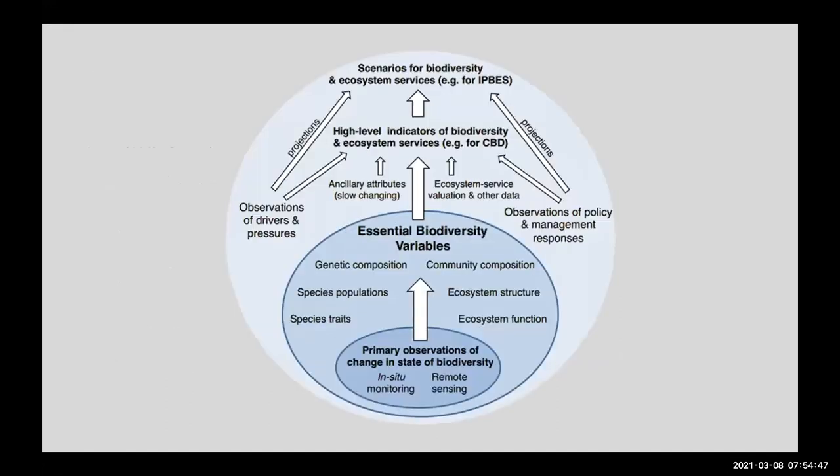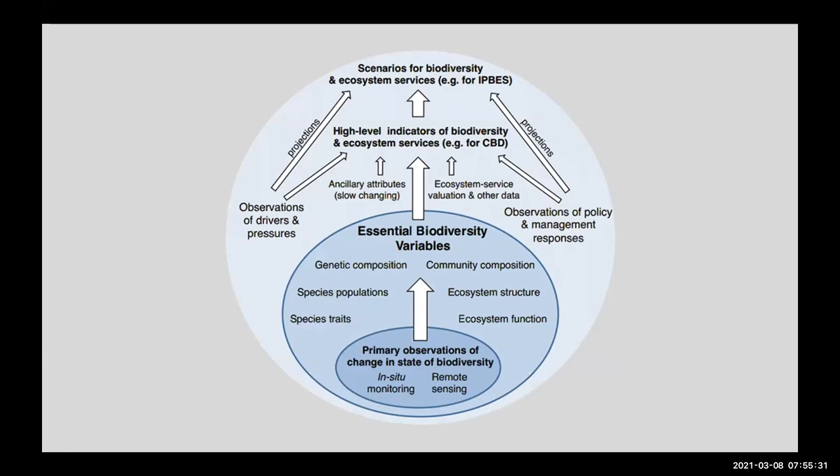Okay, so the way this was conceived was that you all and I go out and we do our primary observations of biodiversity. It might be records of a particular species or descriptions of a community or measurements of ecosystem function, but those primary observations can then be grouped in this set of six essential biodiversity variables: species traits, ecosystem function, ecosystem structure, species populations, genetic composition, and community composition.